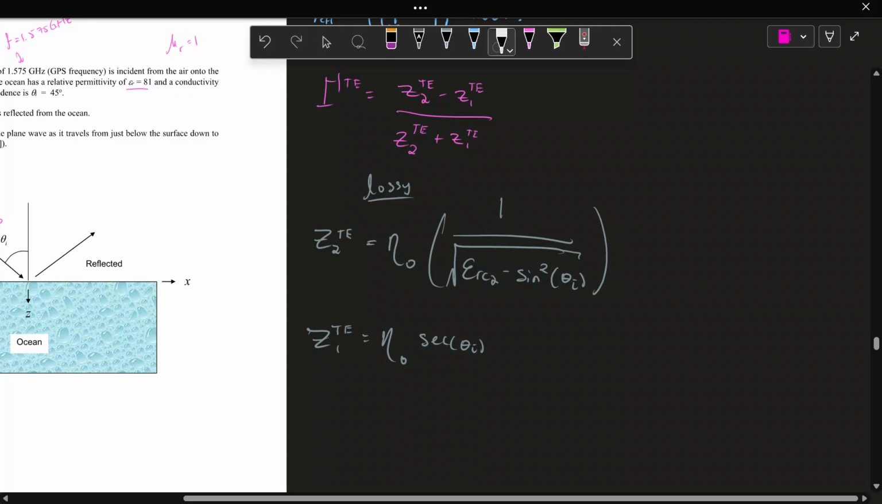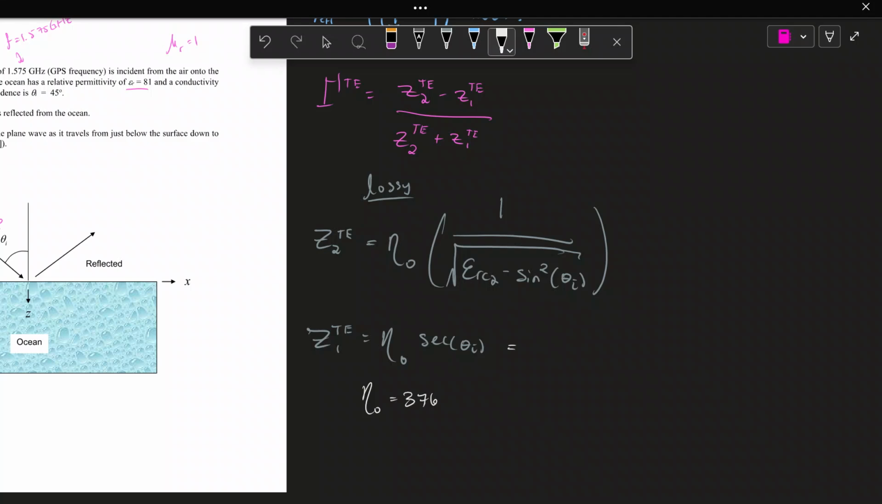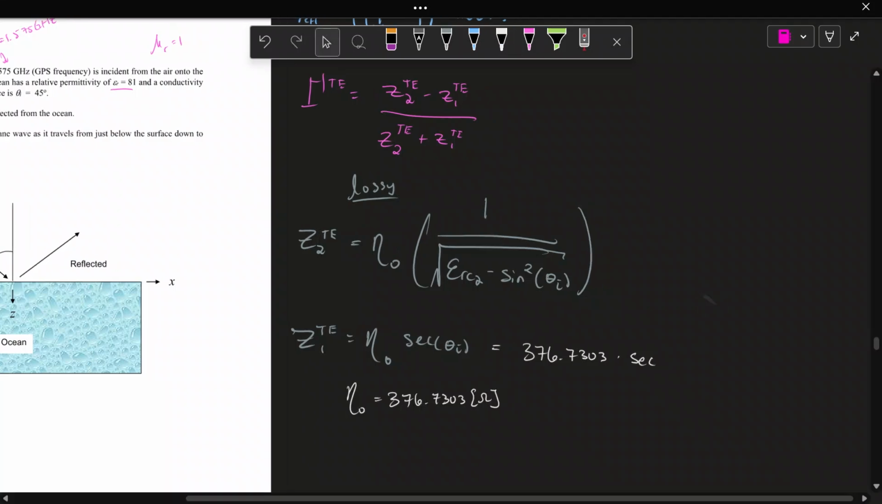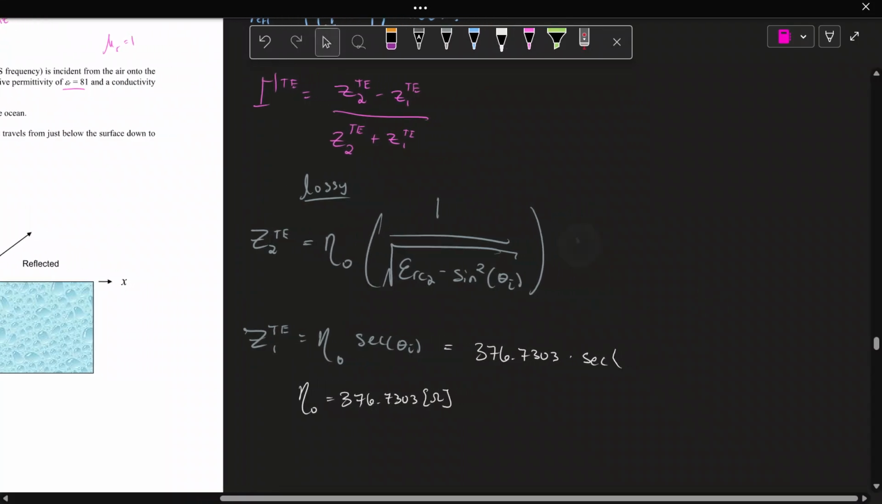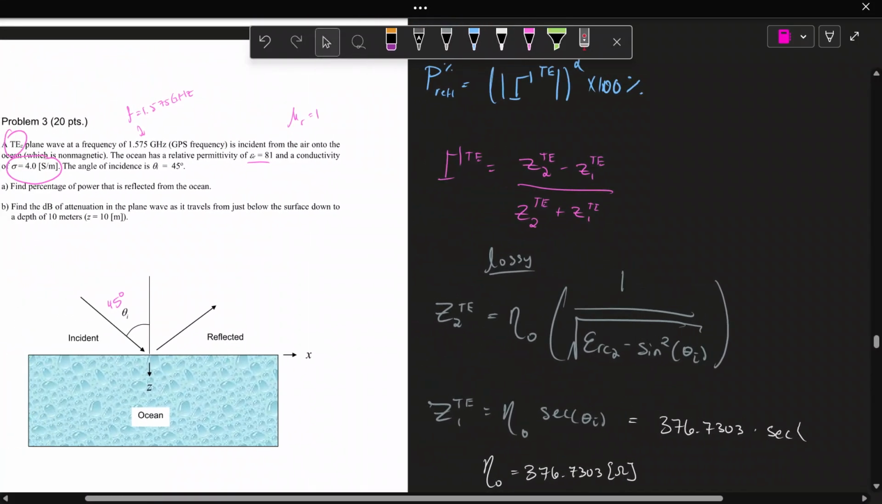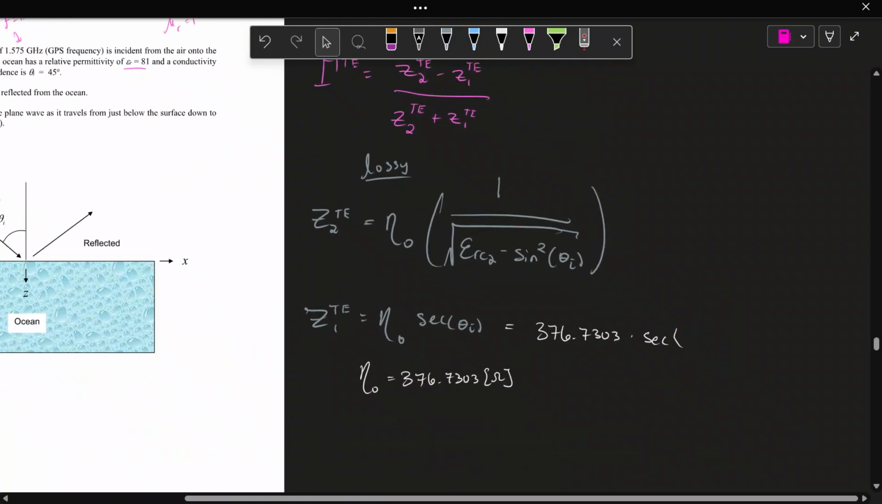Of course, we notice this impedance for TE1 is much easier, so let's just solve it. Eta naught, by the way, is going to be equal to 376.7303 ohms. It's the intrinsic impedance of air. So we have 376.7303 times the secant, or 1 over cosine, of the incident angle, and the incident angle is 45 degrees.